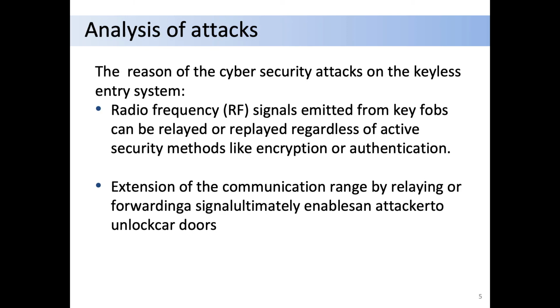Now let's see the analysis of the attack. The reason why the previous keyless system can be attacked is that, firstly, the radio frequency signals emitted from the key fobs can be relayed or replayed. Another is that the extension of the communication range by relaying or forwarding a signal ultimately enabled the attacker to unlock the doors.